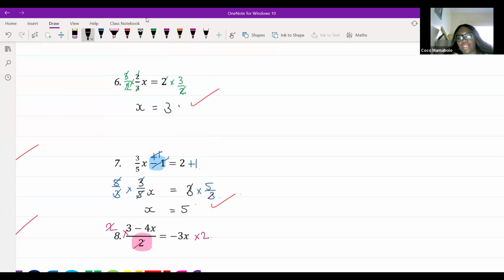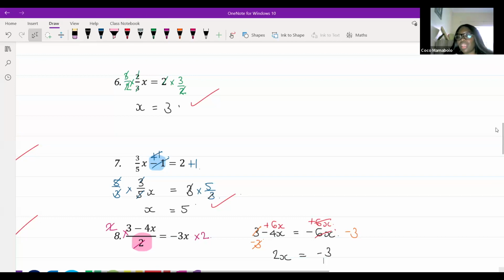So what I will then have is 3 minus 4x is equal to negative 3 times 2, which will give me negative 6x. And then I can just move things around. I'm going to minus 3 on this side, and therefore minus 3 on that side. And I know that I've got negative 6x on the side, so I'm going to plus 6x on this side, and plus 6x on that side as well. 6x minus 6x will give us 0. 3 minus 3 will give us 0. So on this side, I'm going to get 6x minus 4x, that will give me 2x is equal to negative 3.